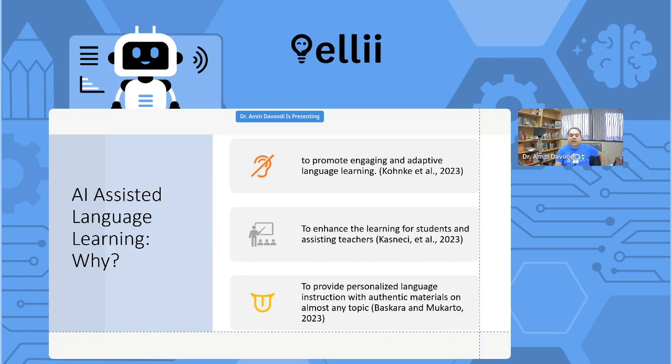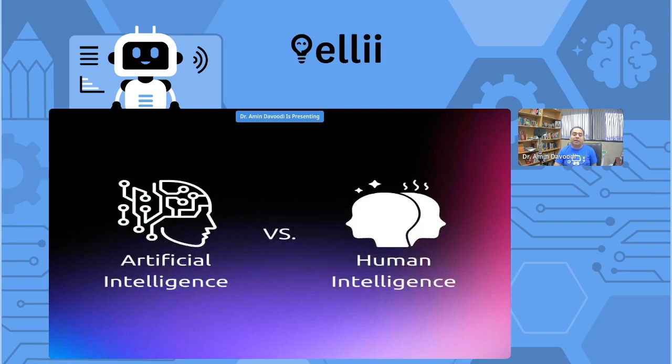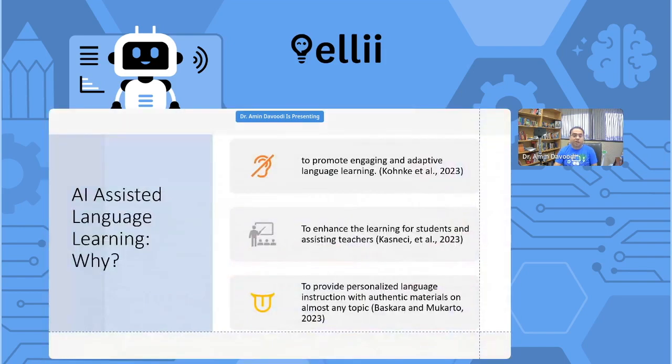So some of the research findings that I found really interesting are basically based on the fact that we can use artificial intelligence to promote engaging and adaptive language learning. So this is very important. Most of the time teachers are worried about motivation, and we all know that motivation plays a crucial role in language learning. So if we have a tool that can promote engaging, adaptive language learning, that can promote motivation, just why not? So we should benefit from it.